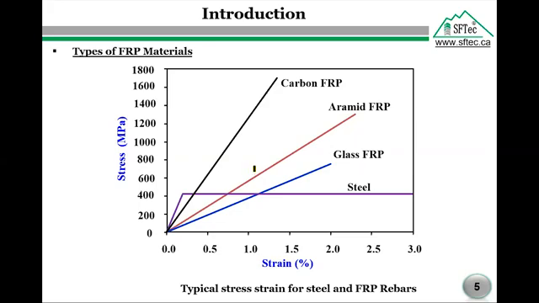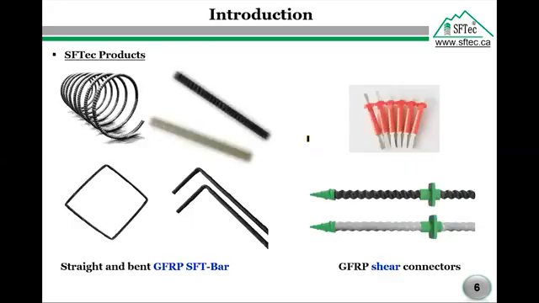The only difference between steel and FRP bars is that FRP bars are linear up to failure and exhibit no ductility or yielding. Safety products. In our company, we are mainly focusing on the production of GFRP materials as straight bars, bent bars, closed loops, spirals, and GFRP shear connectors for sandwich panels.